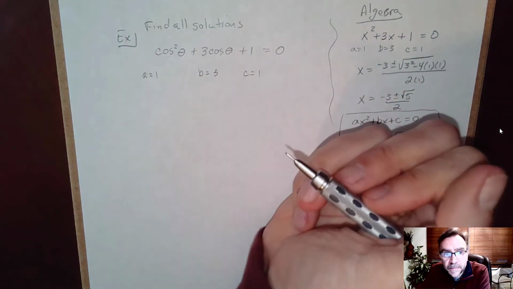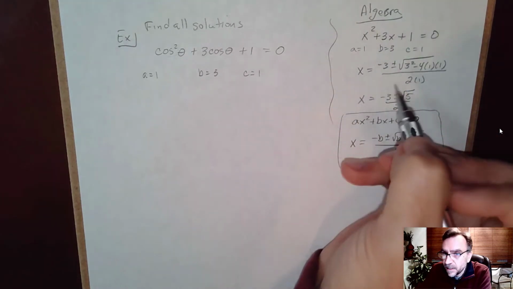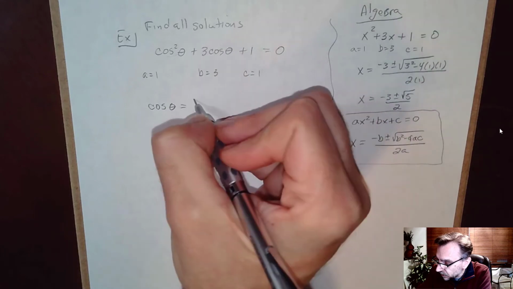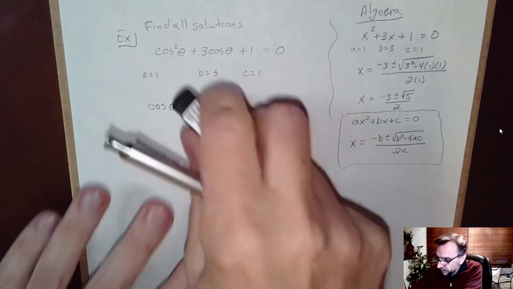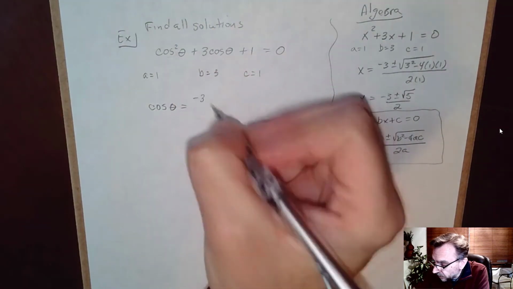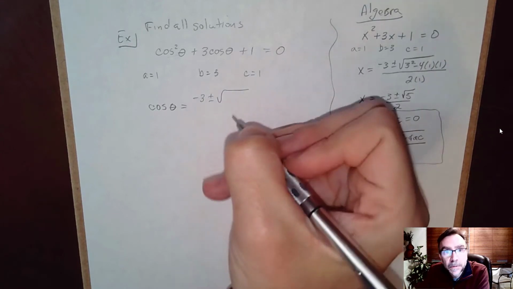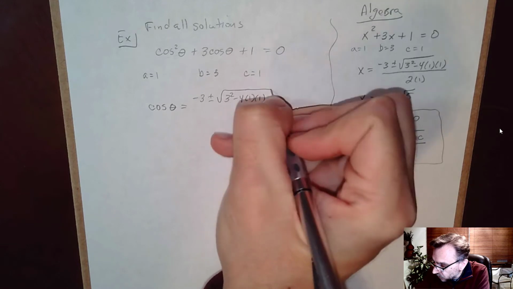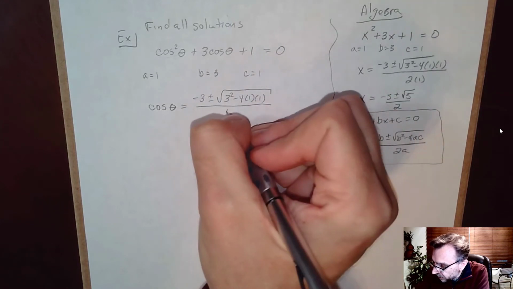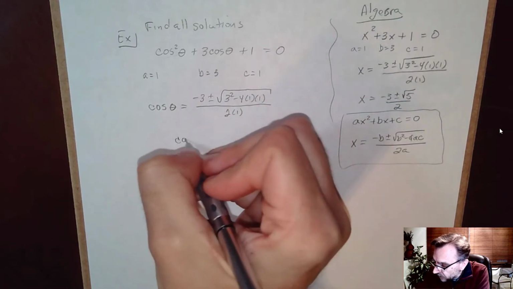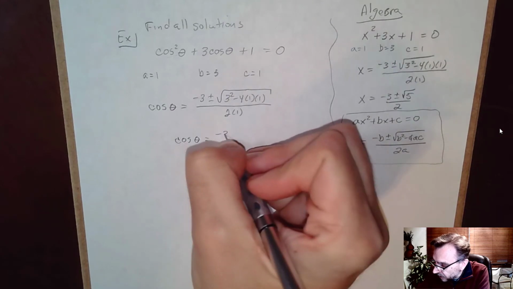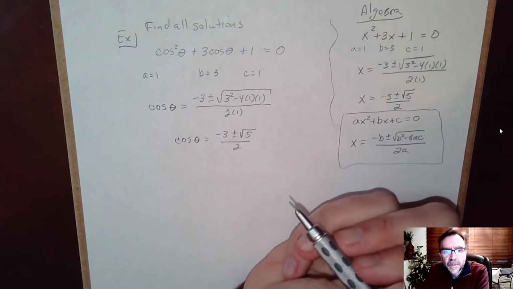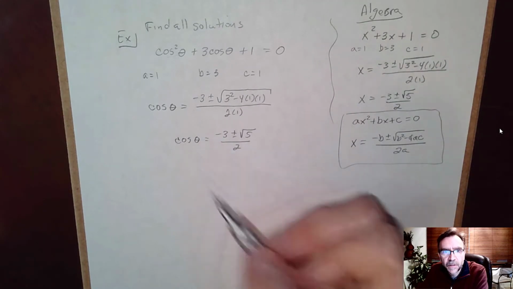C is 1. And instead of x equals the quadratic formula, cosine theta is going to be equal to negative b, which is negative 3 in this case, plus or minus the square root of 3 squared minus 4 times a times c, all in the square root, all divided by 2a. And so I can see here we get cosine theta equals negative 3 plus or minus square root of 5 over 2. All right, just using the quadratic formula, we were able to solve for cosine theta.